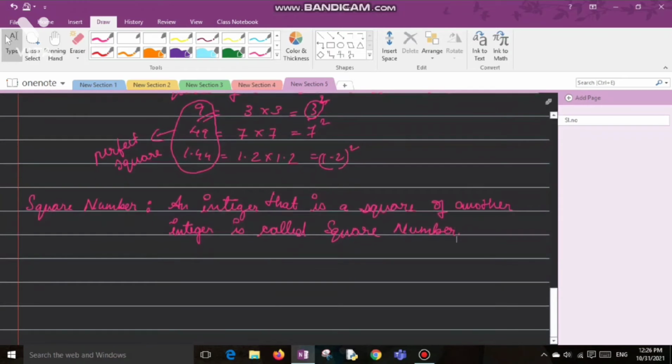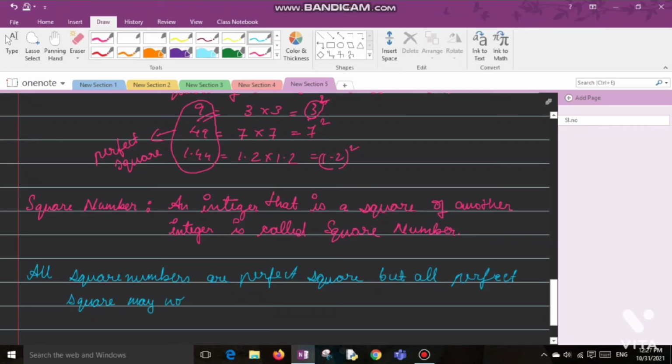Now there is some important thing that we need to understand over here, that all square numbers are perfect squares, but all perfect squares may not be a square number.